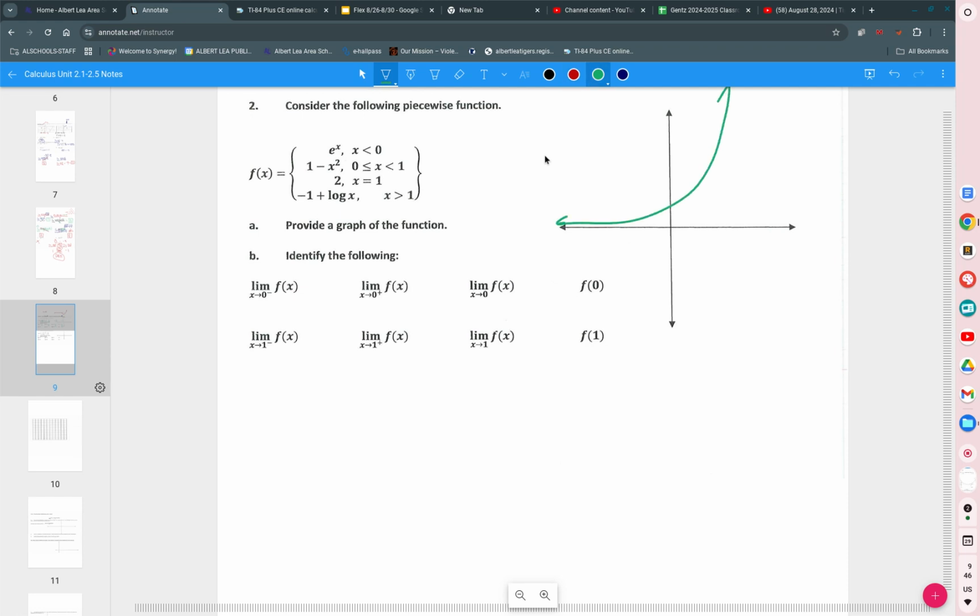Okay, e to the x should look like that. 1 minus x squared should look like that. The graph of 2 looks like that. And negative 1 plus log of x is shifted down 1 unit, so it should look something like that. Bit confusing. How's that?